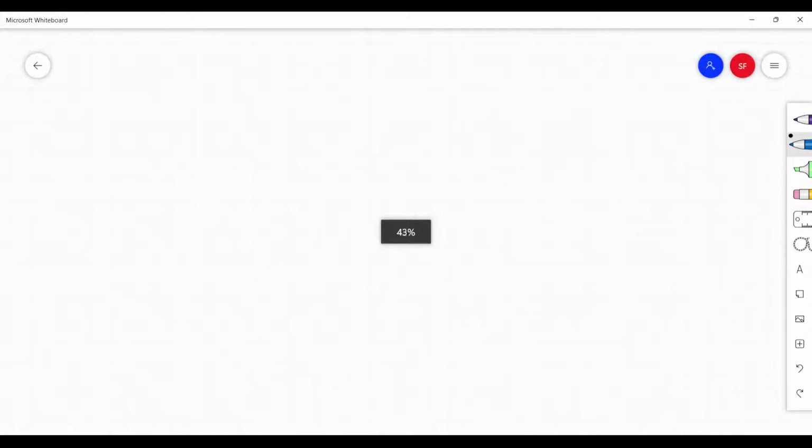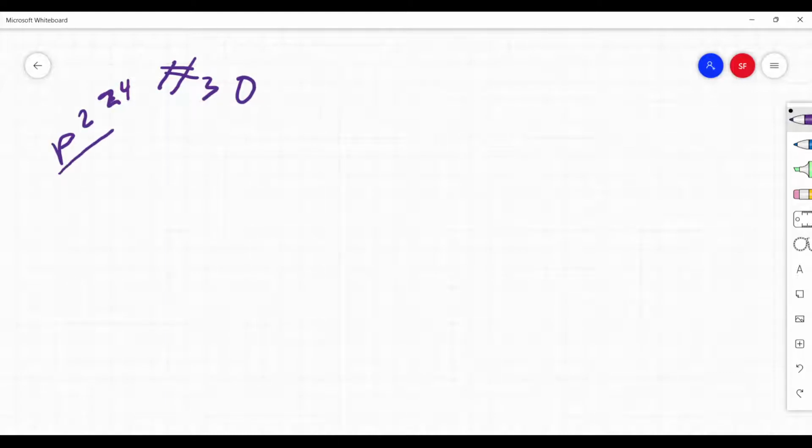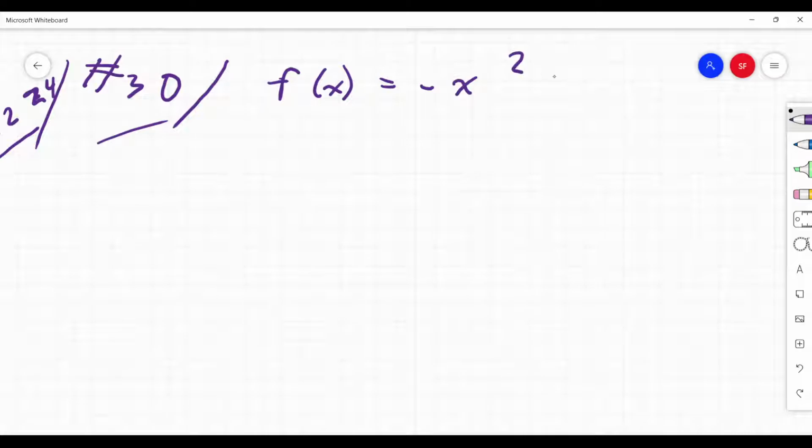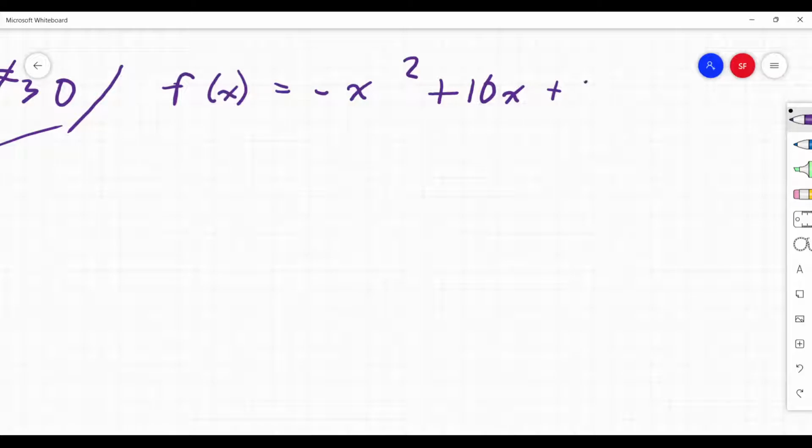Okay. If you do it right. So, let's look at, say, number 30. Sure, sounds great. Number 30, page 224. Now that I'm recording, you may want to know if you're going back and actually watching this video. Okay, so it is f of x equals negative x squared plus 10x plus 30. This is going to be a parabola.